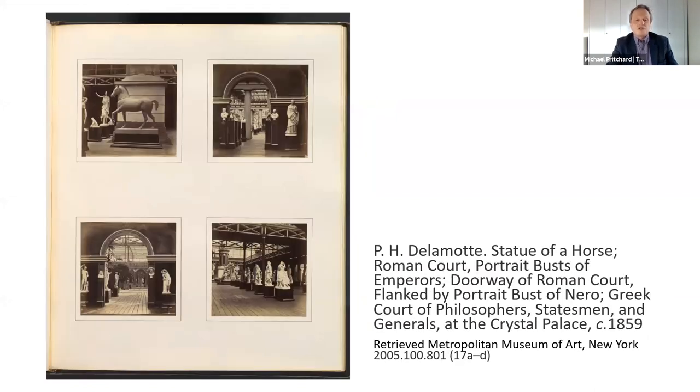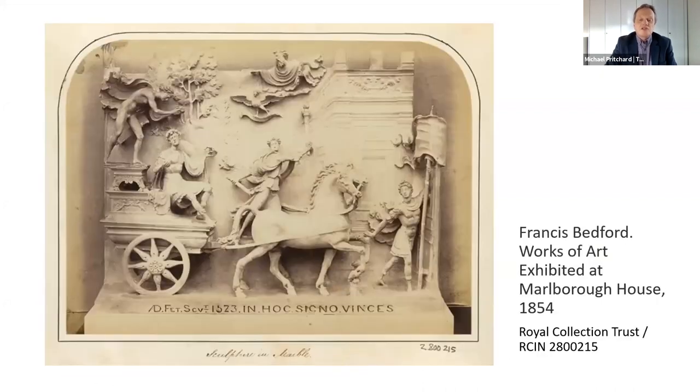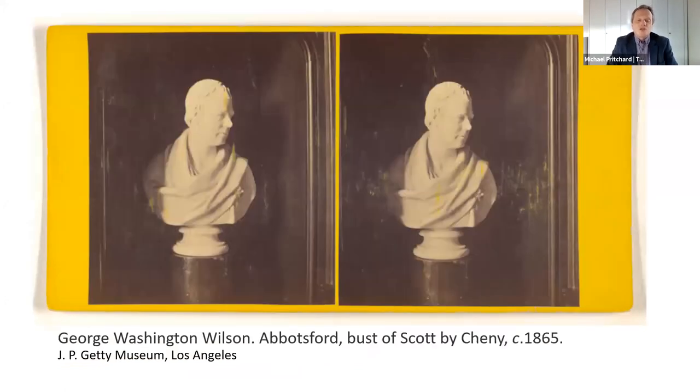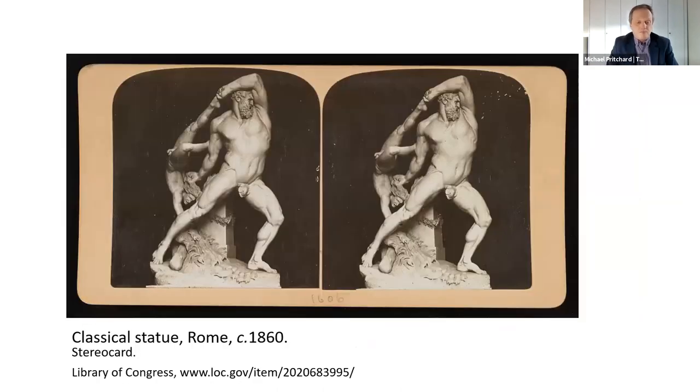Other photographers did much the same, and in no particular order. Francis Bedford published extensive series of views from the UK and from his overseas tours. They were sold directly and also appeared in print. George Washington Wilson of Aberdeen, one of the largest photographic publishers, also published pictures of sculpture. Overseas publishers photographed in Britain, and British publishers sold views of statuary from overseas.